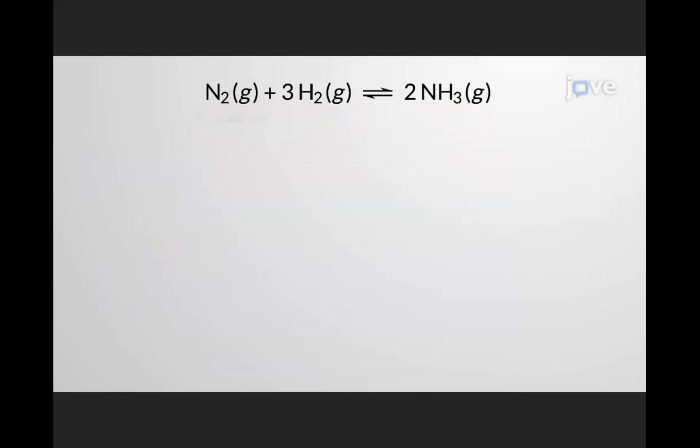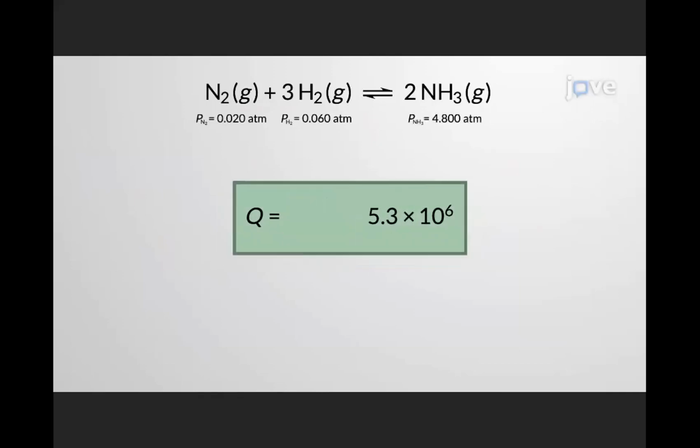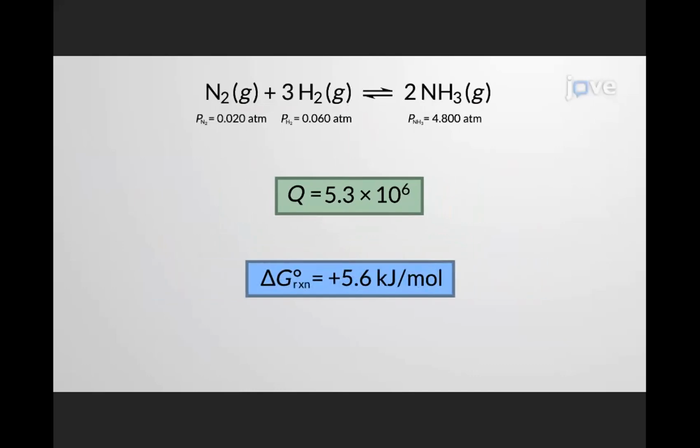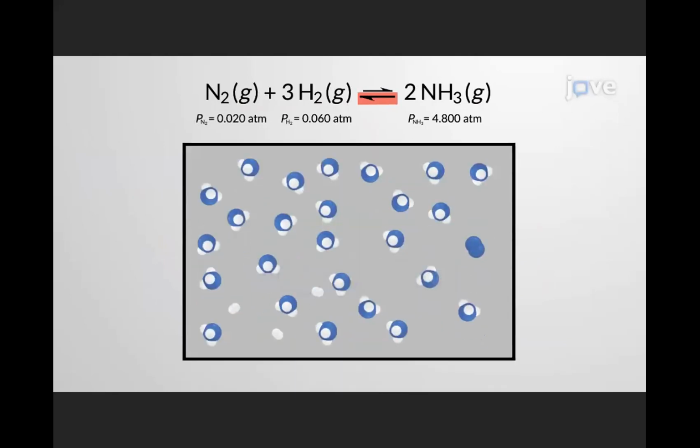Now, if the reaction mixture contains 0.02 atmospheres of nitrogen, 0.06 atmospheres of hydrogen, and 4.8 atmospheres of ammonia, Q is much larger, and the change in free energy is 5.6 kilojoules per mole. A positive free energy change indicates that the reverse reaction is energetically favorable. Thus, under these conditions, ammonia decomposes to produce nitrogen and hydrogen.